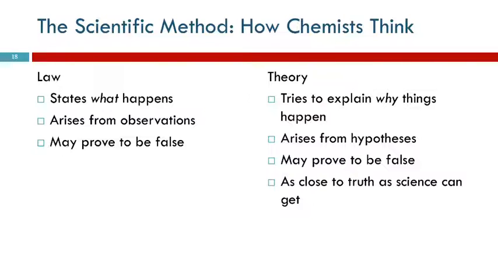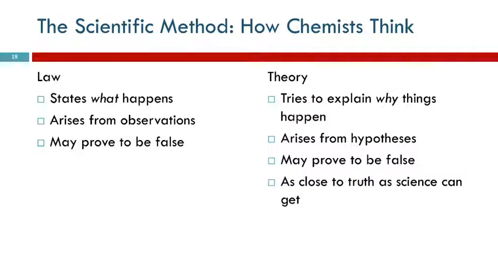So here's a summary of the differences between a law and a theory. The law says what happens. It comes from observations. It can be proved false. A theory tries to explain why things happen. Law is what, theory is why. The theories arise from hypotheses, whereas the law comes from observations. Theories can also be proved false. A theory is as close to truth as science can get.